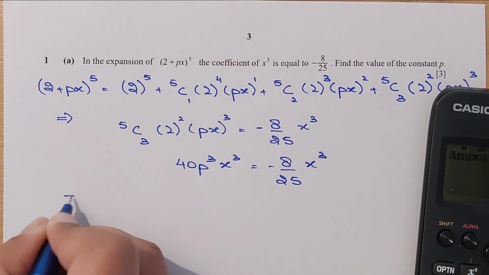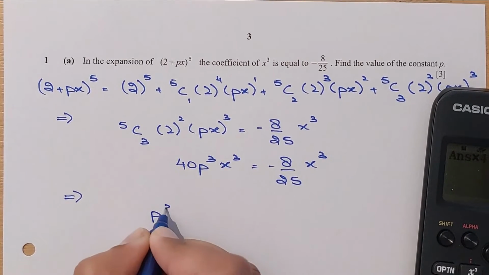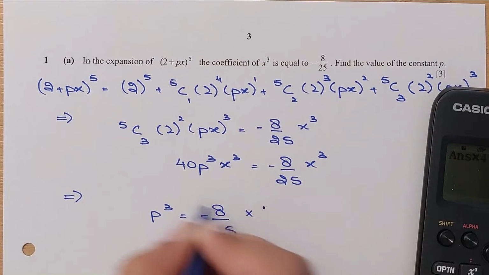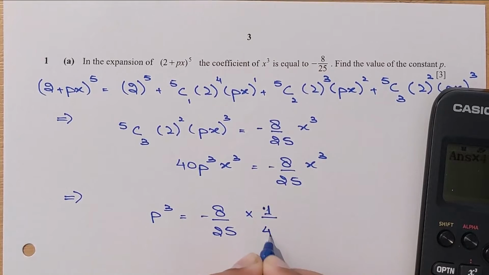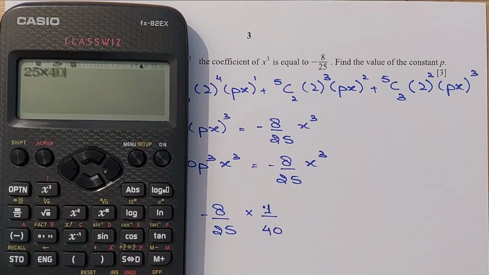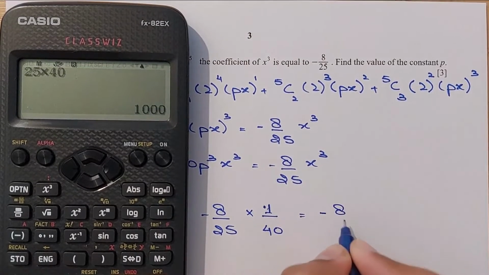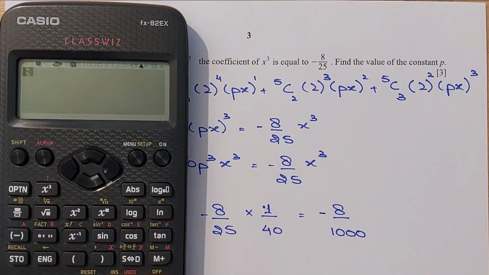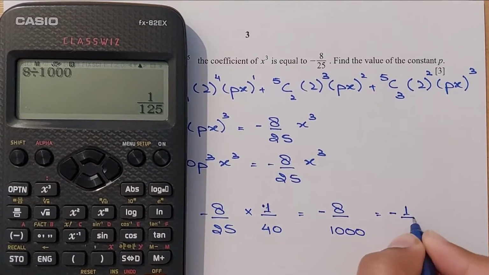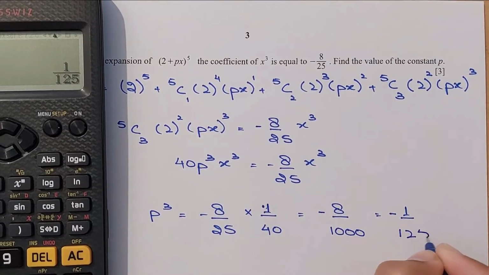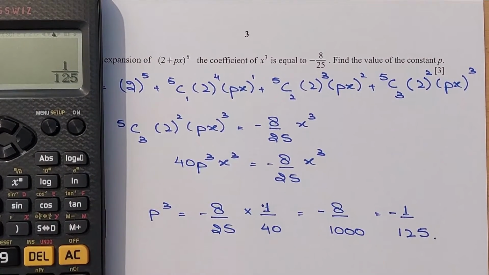Now let me compare the coefficients of x cubed. So from here p cubed is equal to minus 8 over 25 times 1 by 40. You have to divide by 40 over here. So 25 times 40, so minus 8 over 1000. Negative 8, 8 divided by 1000. So this is minus 1 over 125. Okay, now we have p cubed.